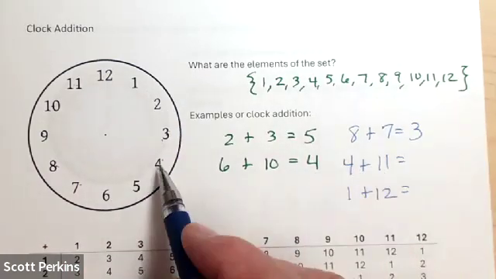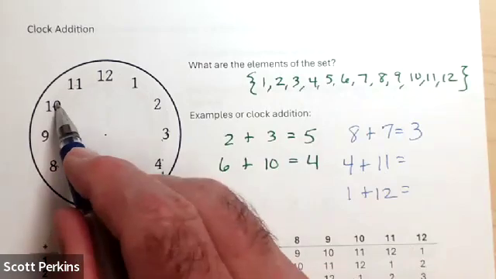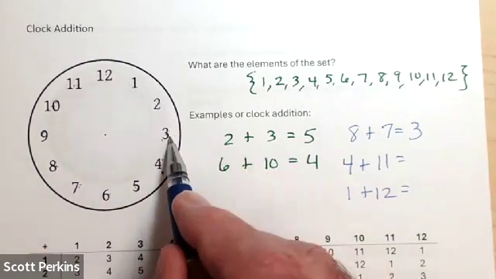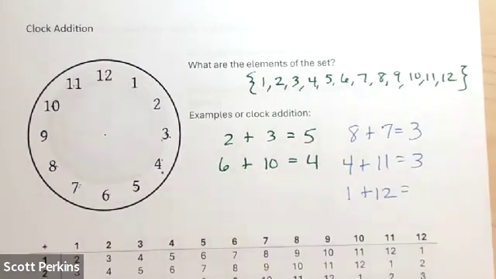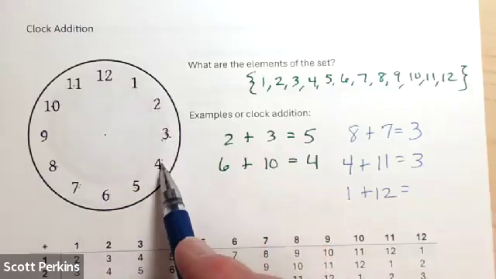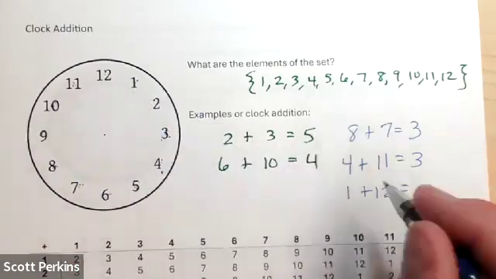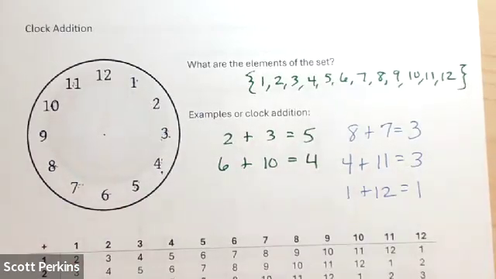4 plus 11: here I'm at 4, so I go to 11. So 1, 2, 3, 4, 5, 6, 7, 8, 9, 10, 11. That's 3. And then 1 plus 12. So I'm at 1 and I go 1, 2, 3, 4, 5, 6, 7, 8, 9, 10, 11, 12. I'm back at 1. I go all the way around.